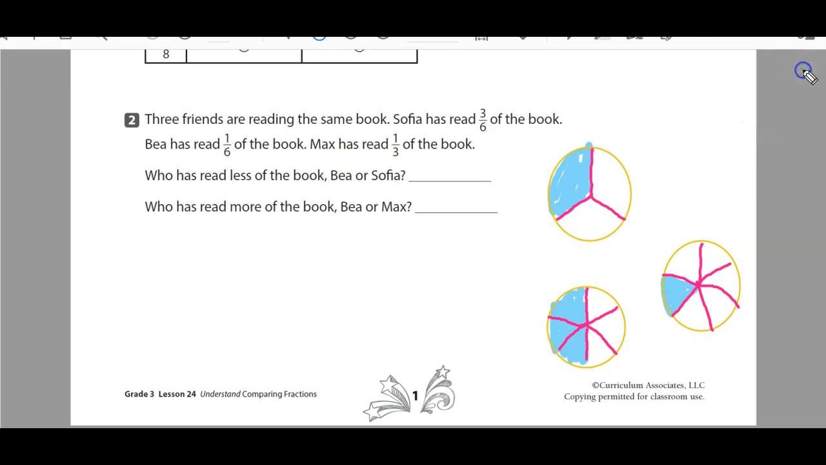So the question says, who read less of the book, Bay or Sophia? So this is B for Bay, S for Sophia, and M for Max. So who read less, Bay or Sophia? So 1/6 and 3/6. Which one's less? Bay.